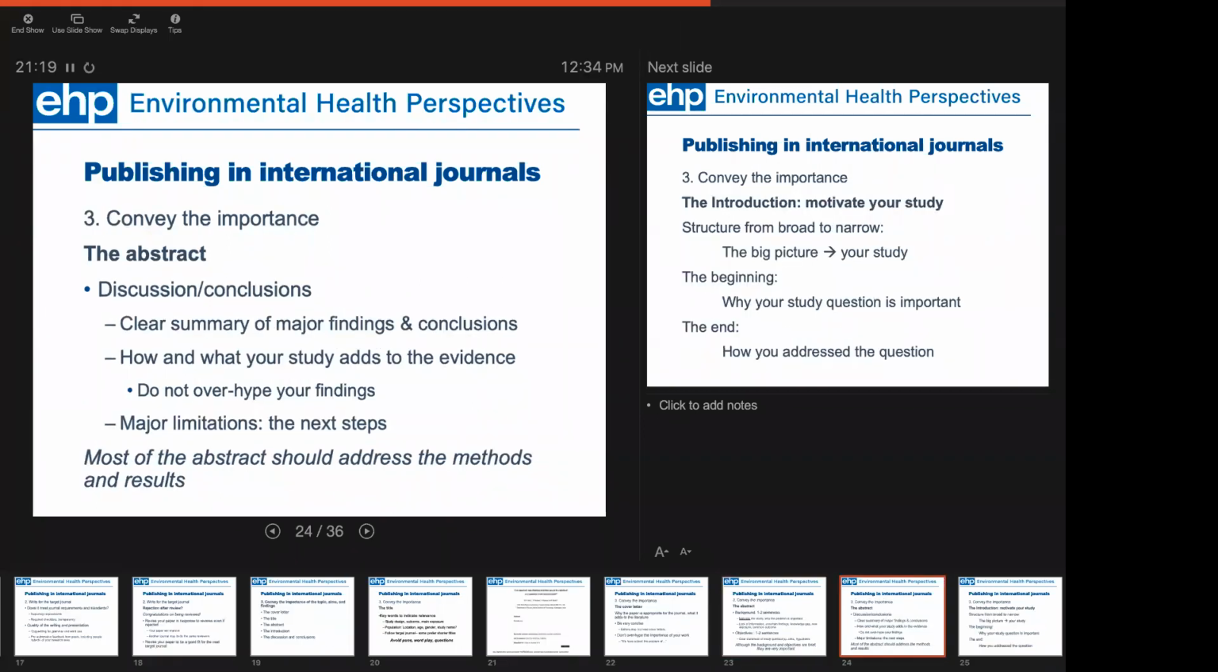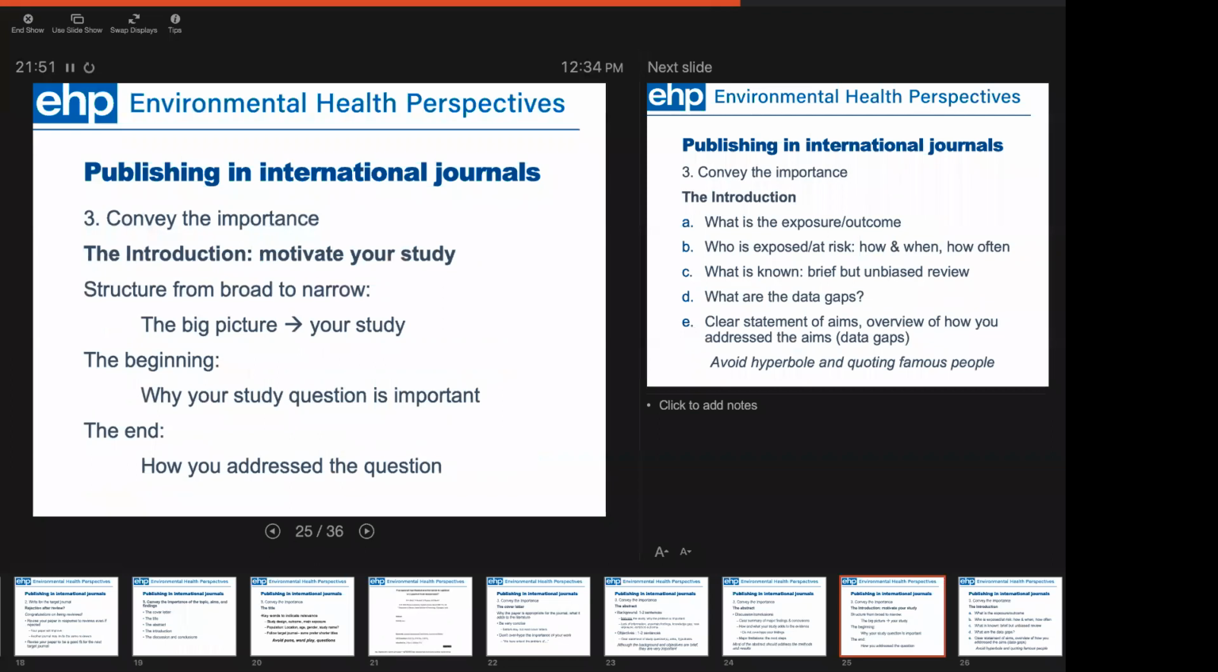The discussion and conclusion section of the abstract is also important. So a clear summary of the major findings and conclusions and what your study adds to the evidence. Again, you don't want to overstate what you actually found. You're probably not proving anything. Most of the abstract addresses methods and results, but again, these are the sections where you can really convey the importance of your study.